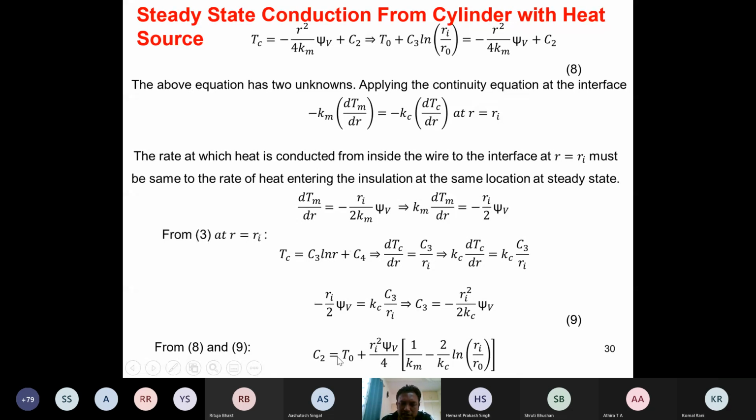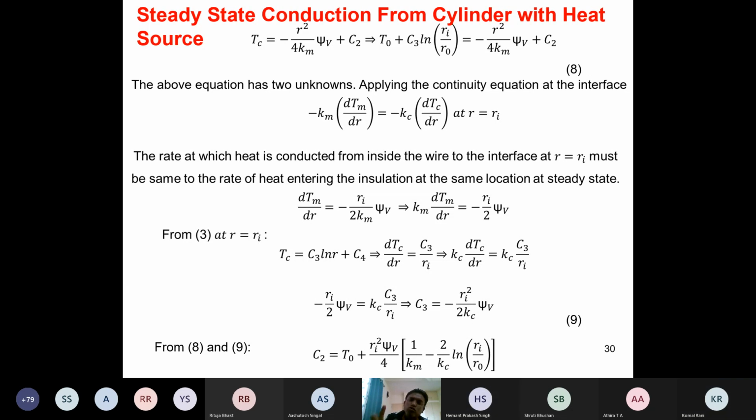Is it correct? The last equation for C2. Yes, yes. So are you all getting why we have solved the temperature distribution in the metal wire first, and then we have solved in the insulation, and then we have applied the continuity equation, and then we have obtained all the constants, isn't it? Correct? Is it clear to everyone? Yes or no? Yes, sir.